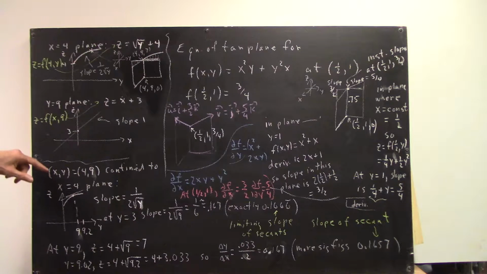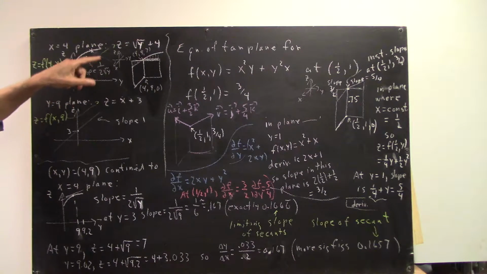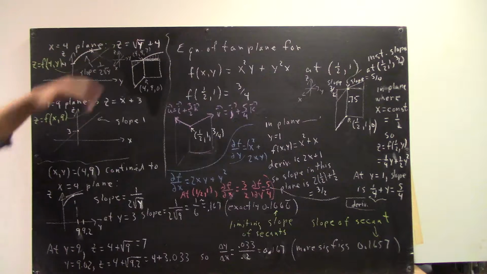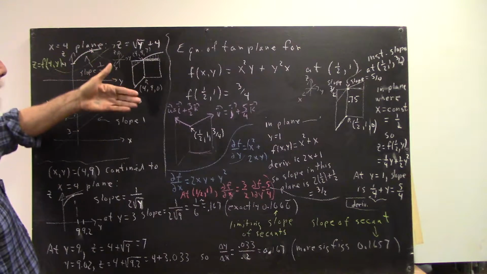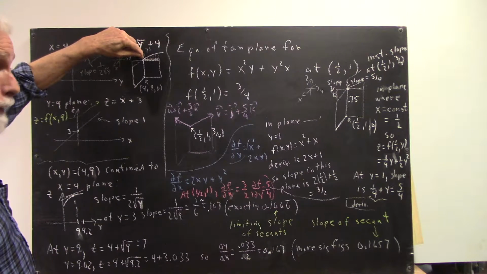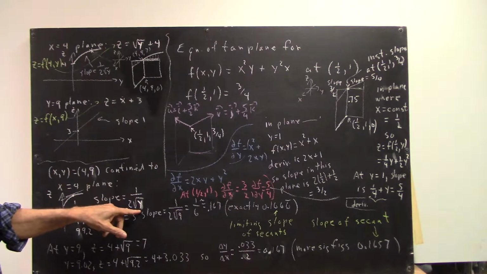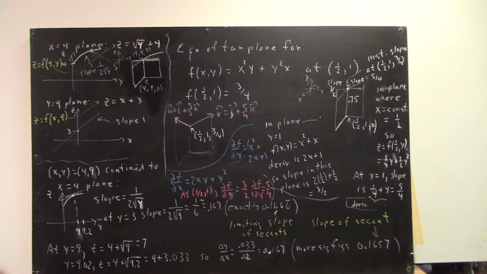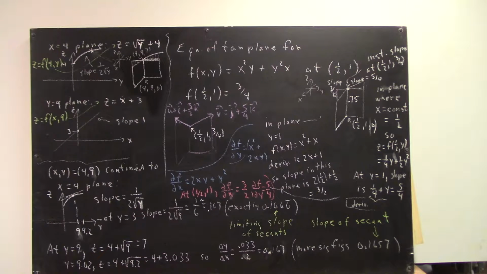Okay, in the yz plane, we have again the function z equals square root of y plus 4. The derivative of that function is 1 over 2 square root of y. So at any given point, we plug in the y value and we get the slope of the curve, which means that the slope of the curve at the point where the x equals 4 plane and the y equals 9 plane meet, which would be this point here, the slope in this direction is going to be 1 over 2 times the square root of the y value. The y value is 9. So the slope is going to be 1 over 2 square root of 9, which is approximately 0.167.